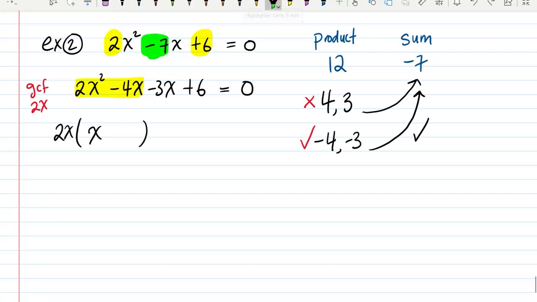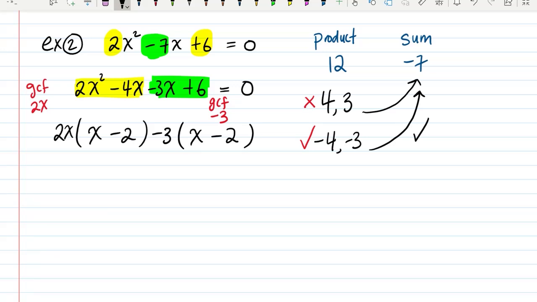Let's look at the last two terms, -3x plus 6. Here the GCF, in this case, will be either -3 or +3. But here I'm going to use a -3 to have the same expression inside the brackets. So put the -3 and put the brackets. So it will be x, -2. See, now we have the same thing inside the brackets. So these two will be factored out and will be written as x minus 2.